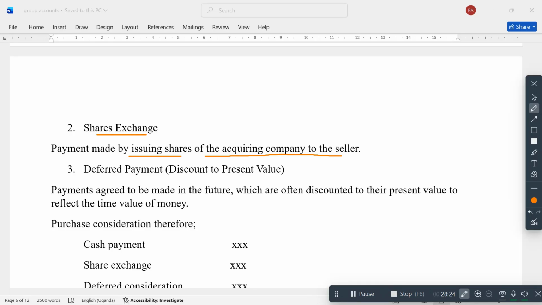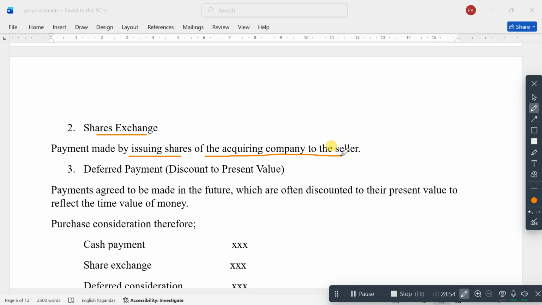Maybe your shares are heavier in terms of value than the company you're acquiring. Then you tell them, we are going to give you 2 shares, our shares, and we take 5 of yours. By doing that, you are doing an exchange. Someone would ask, how can someone give you 10 shares and you give him 2? Maybe yours are more valuable than the shares in the other company. Yours are heavy.